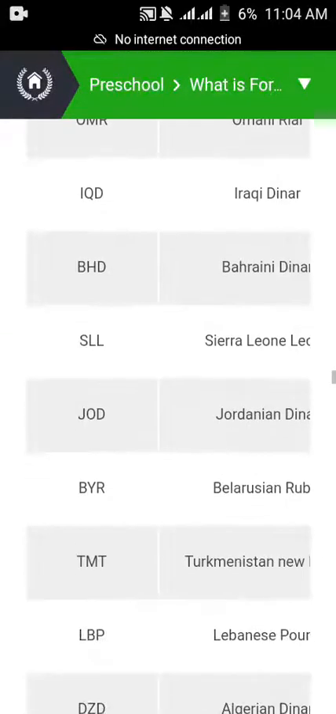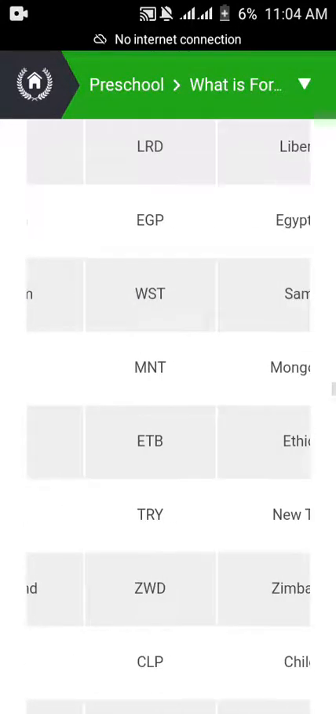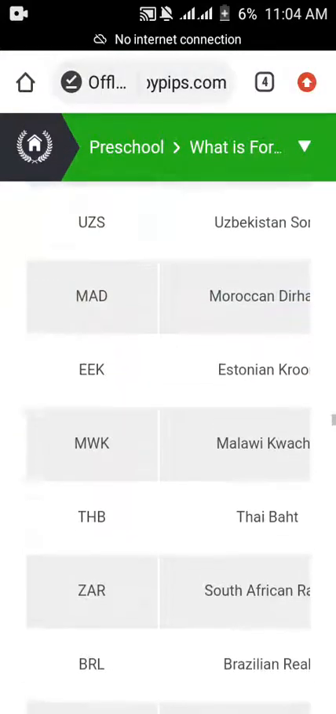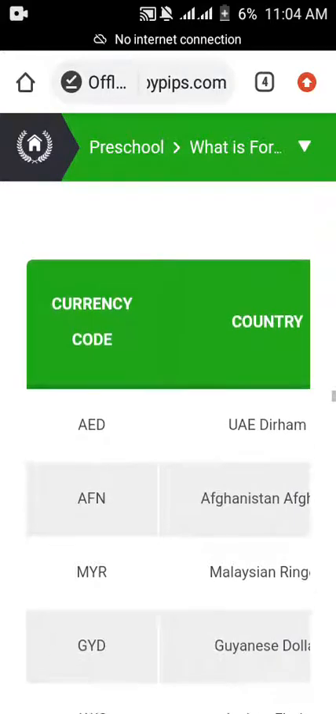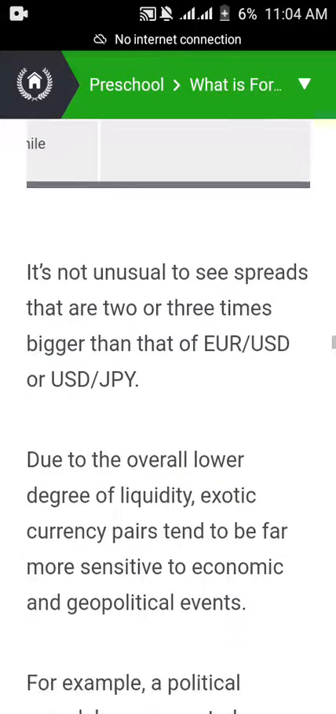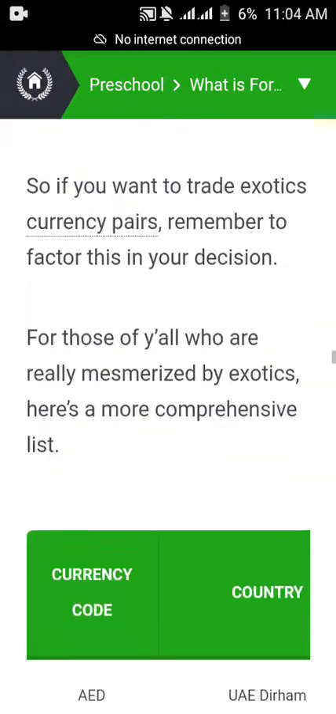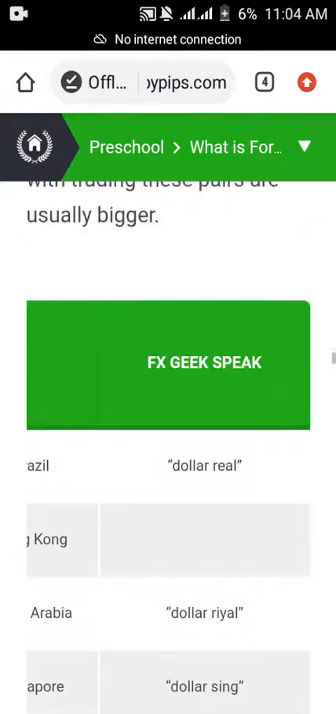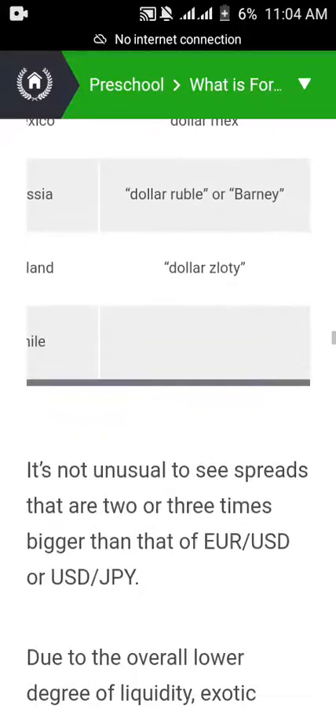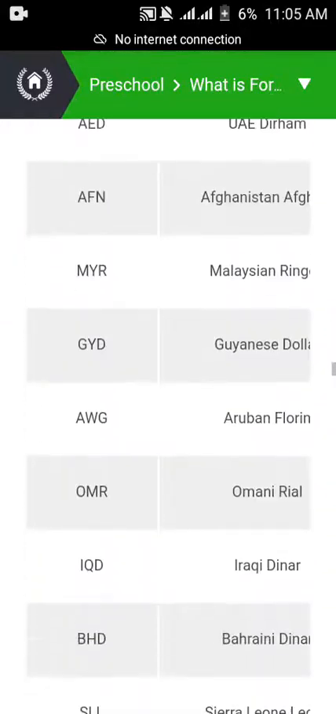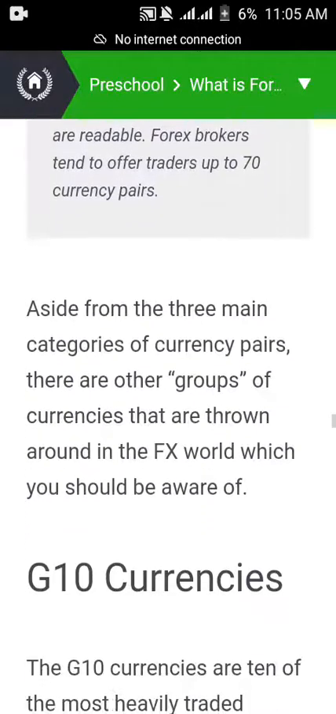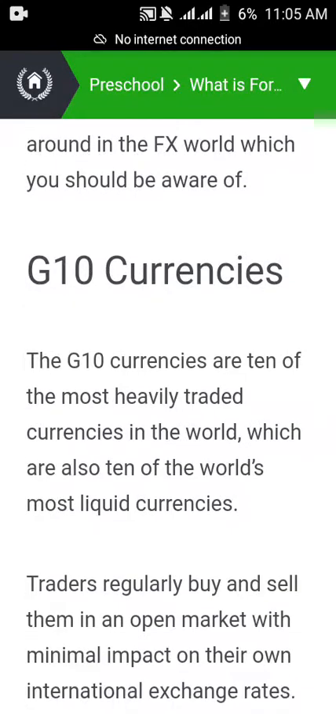So when you get all this material, you go through them. Even without getting the material, you can also go to Google and search for exotic currency pairs. You can download the PDF, and you get all the exotic currency pairs, and also major currency pairs and minor currency pairs, cross currency pairs, and so on.